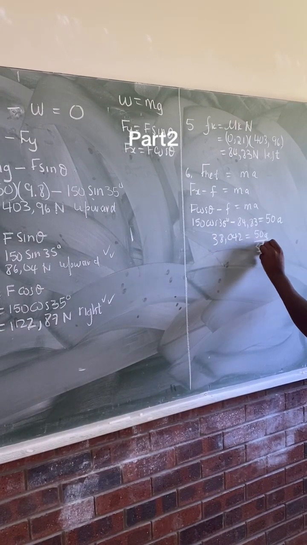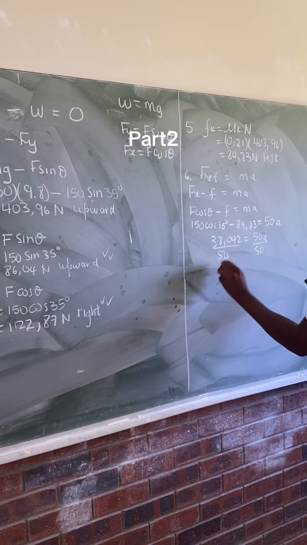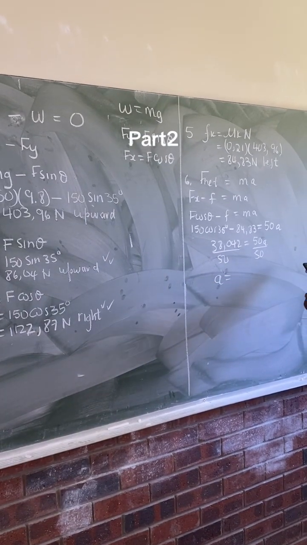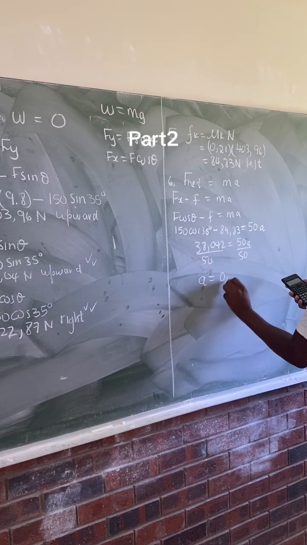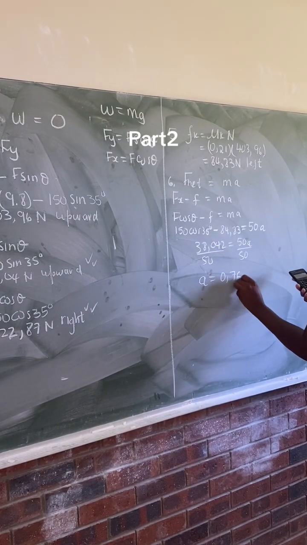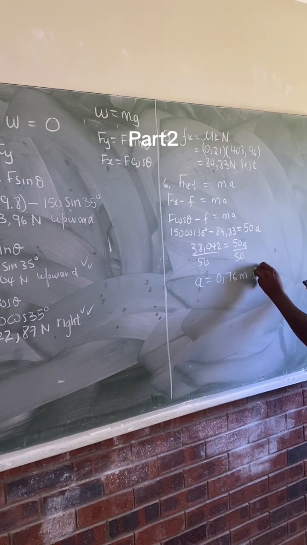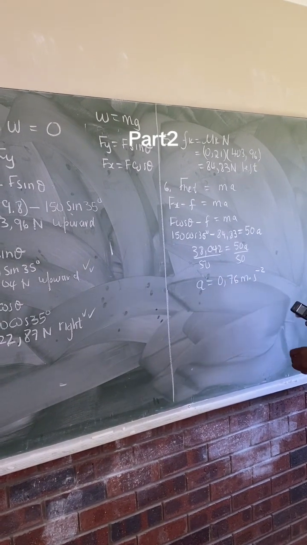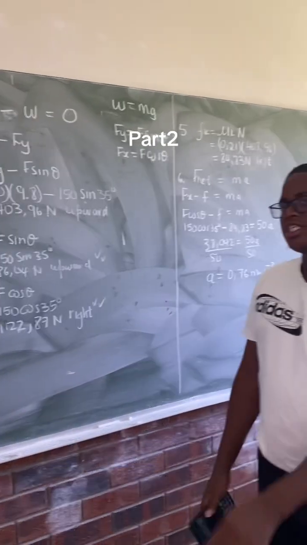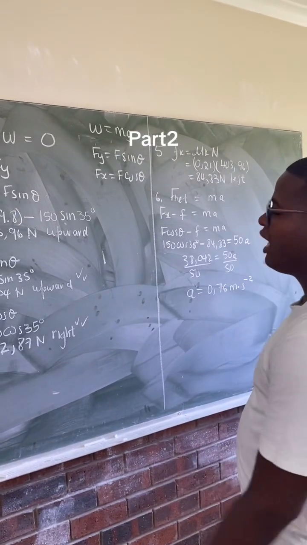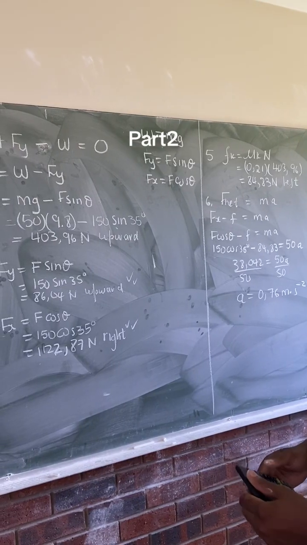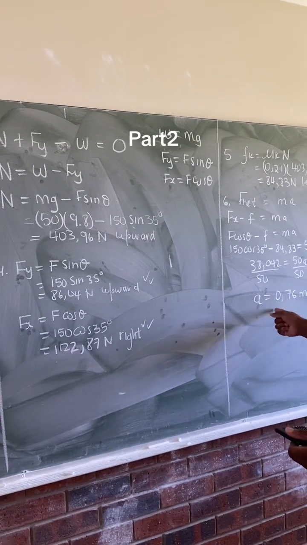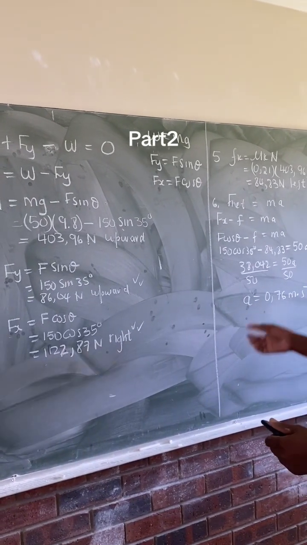Then you divide by 50 both sides. So the value for A will be 0.76 meters per second squared. Remember, you were calculating acceleration. Another question that they can ask you lastly here is along the lines of, can you explain the meaning of 0.76? What does it mean?